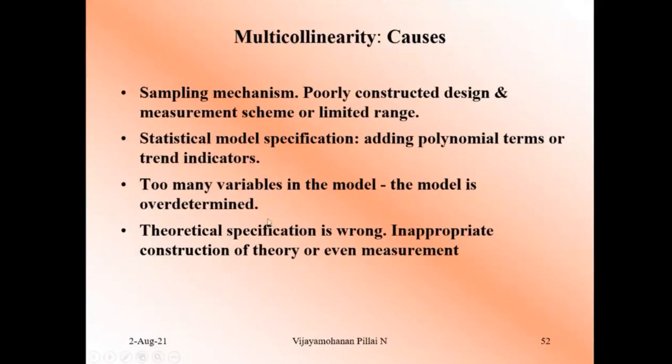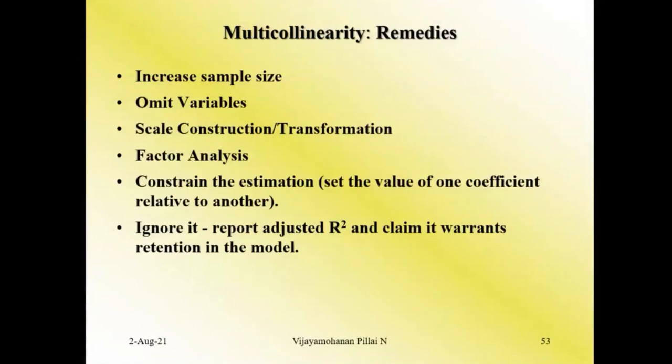Then if there are too many variables in the model, that is, if the model is overdetermined, then that also can cause multicollinearity. Then finally our theoretical specification can go wrong and cause multicollinearity. Now, what are the remedies for this? One remedy is to increase sample size, and it can work sometimes, not always.